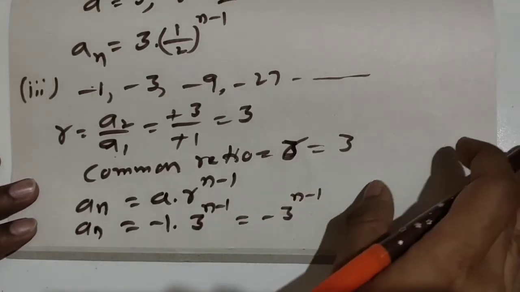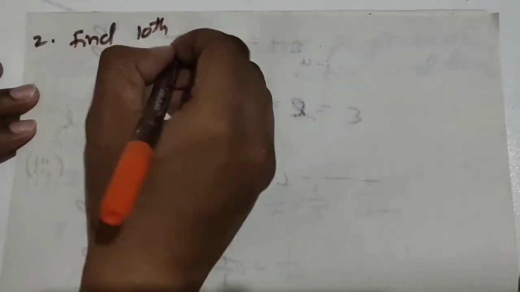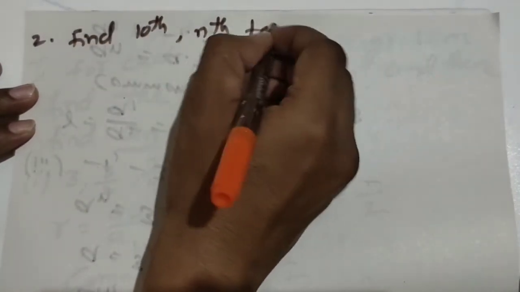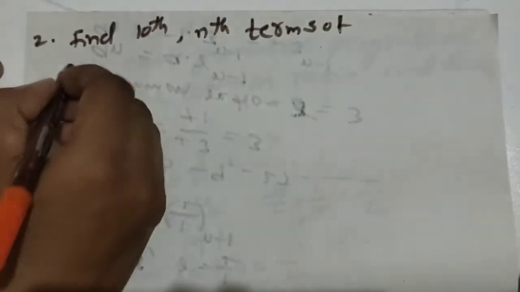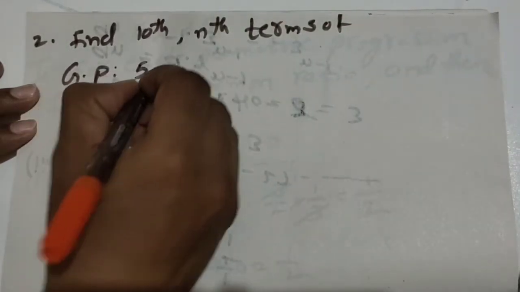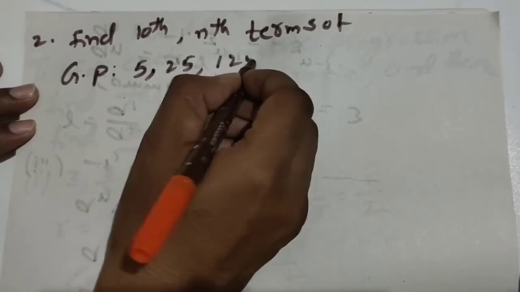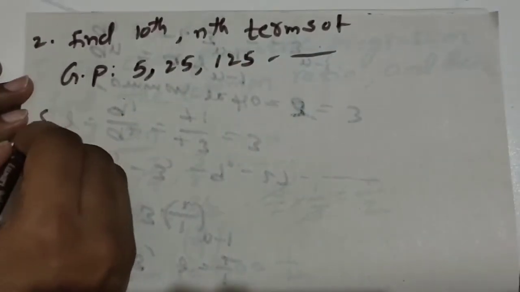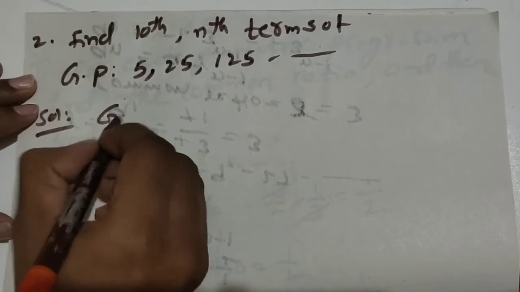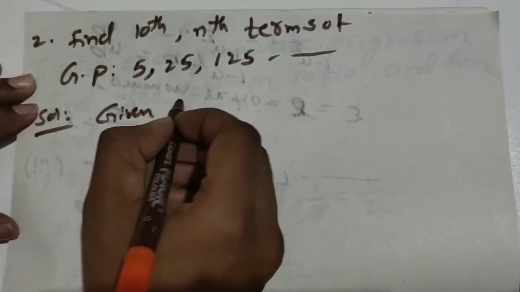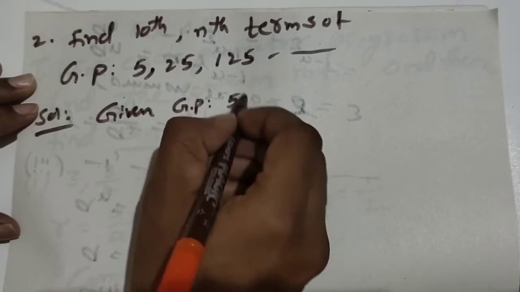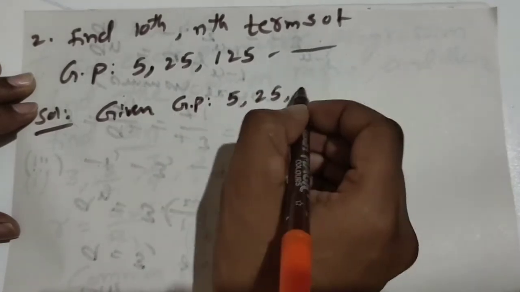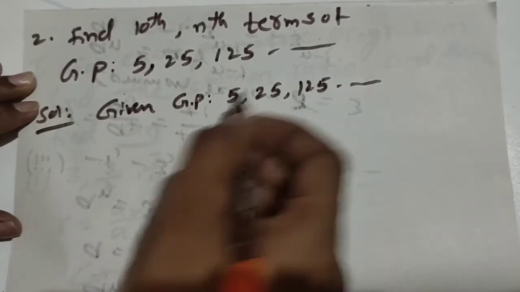Now let us see the second one. Here find the 10th and nth terms of the GP 5, 25, 125 and so on.